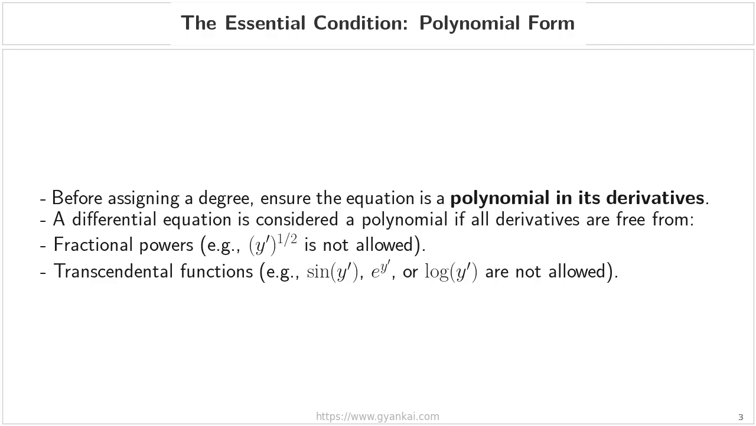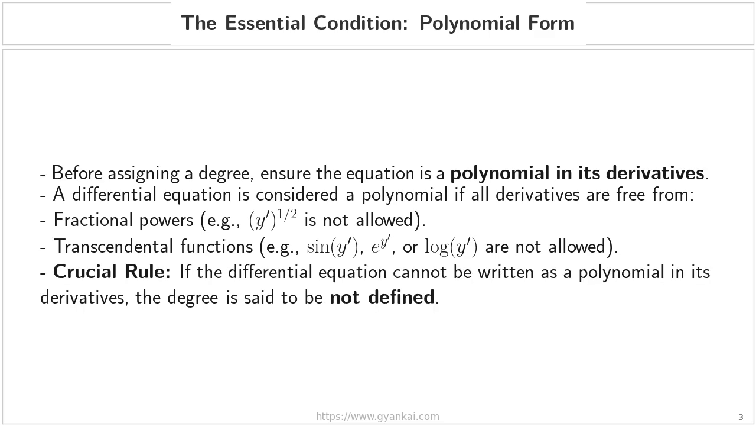For example, if you see the first derivative of y with respect to x, all raised to the power of 1/2, that is not allowed. We need whole, positive integer exponents. Second, the derivatives cannot be trapped inside what we call transcendental functions. This means you won't find the first derivative of y with respect to x inside a sine function, or an exponential function, or a logarithm. If the derivative is the argument of a sine, and e to the power of the derivative, or a log of the derivative, the polynomial rule is broken.